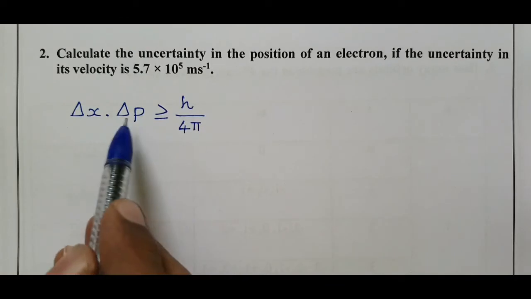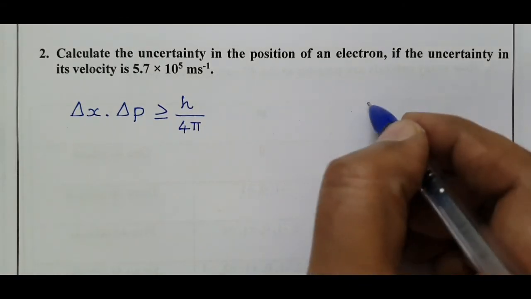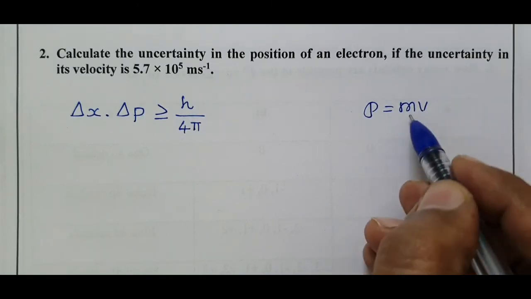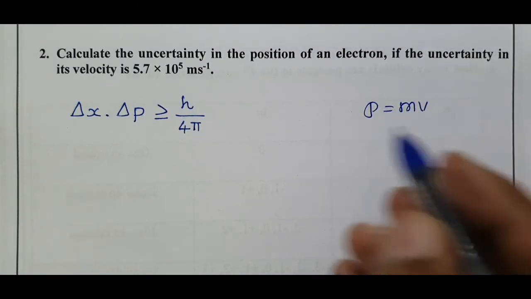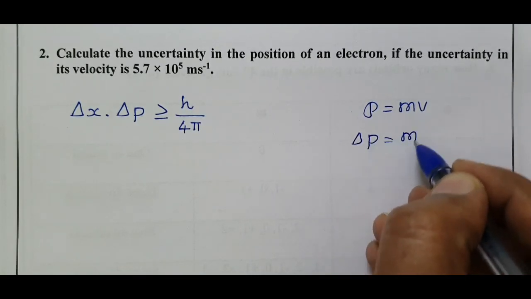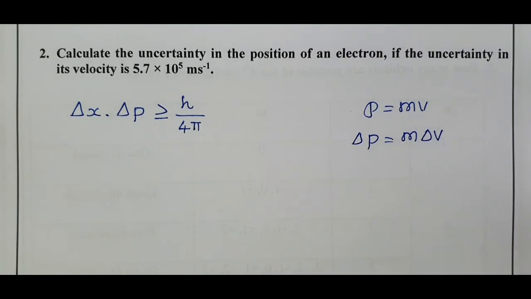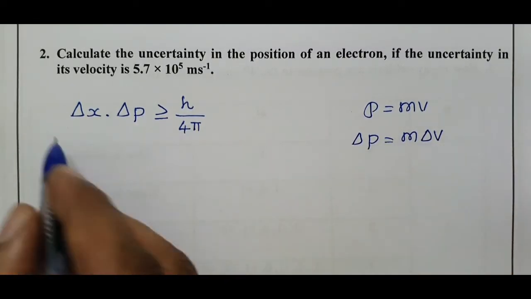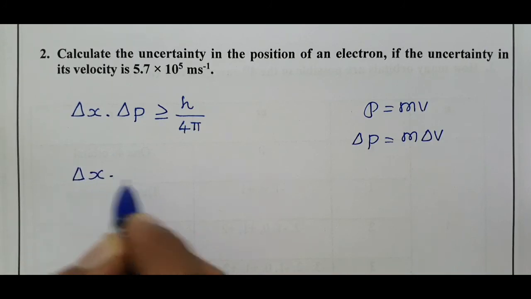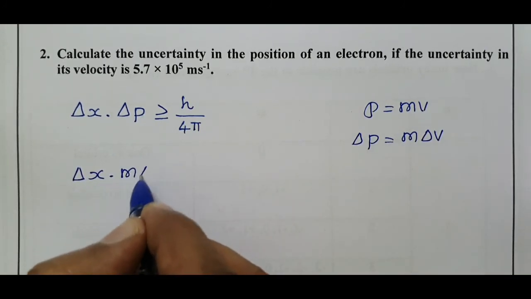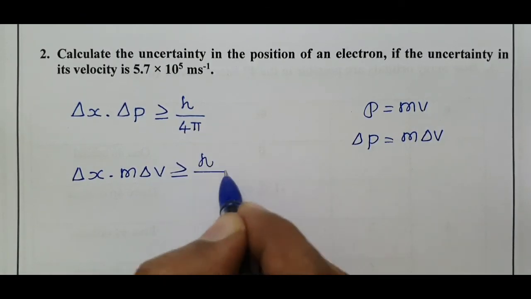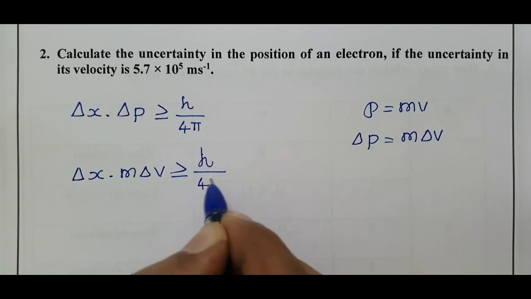P is momentum. We know the formula P equal to m into v. Mass of the electron is constant. Therefore, the variable quantity is momentum: delta p equal to m into delta v. Substitute the delta p value in this Heisenberg uncertainty principle formula: delta x into m into delta v is greater than or equal to h by 4 pi.